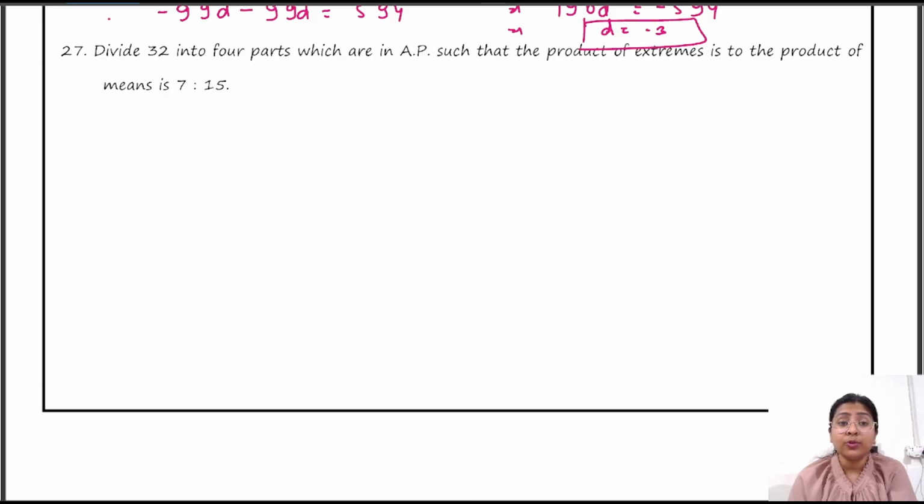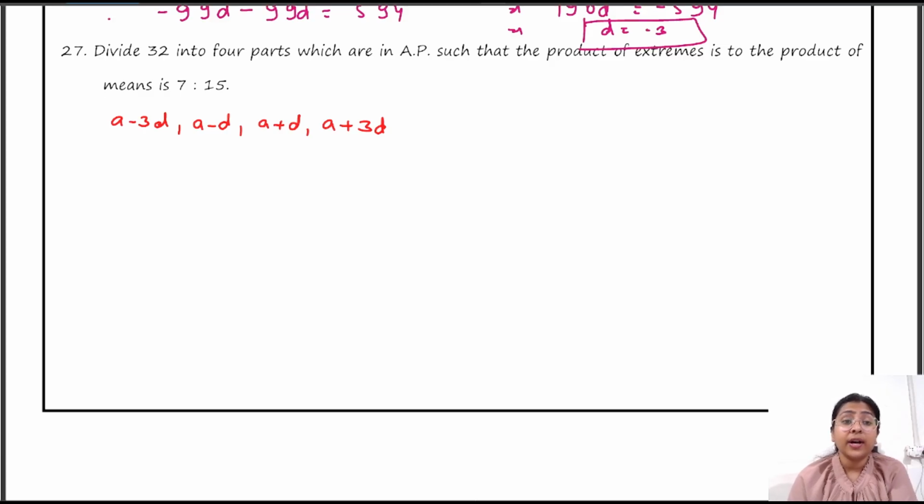Divide 32 into 4 parts. Now we need to consider the 4 terms of an AP. I had already told you, whenever we need to consider the three terms, we consider A minus D, A and A plus D. And when we need to consider the 4 terms, they will be A minus 3D, A minus D, A plus D and A plus 3D. Whenever we need to consider 4 terms, our 4 terms will be these.